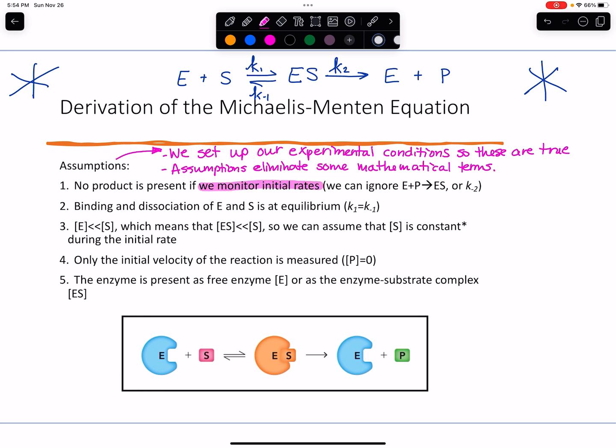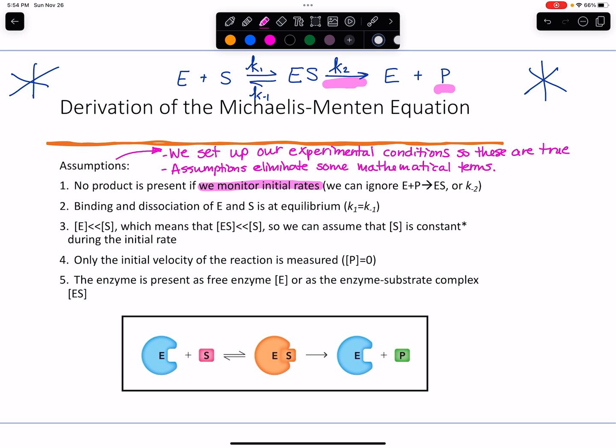So what that means is we are going to look at product formation. This is the very first assumption that I told you about: we are ignoring k to the minus 2. So we're assuming that the thing we measure is how much product is being made, and not giving it time to recombine.